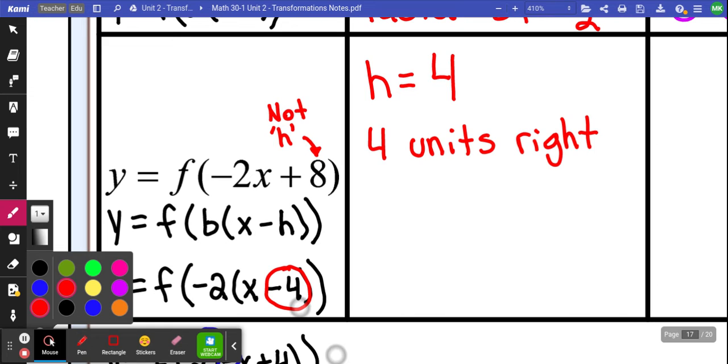We have another value that is affecting the x values, another horizontal effect. I have a b value of -2.